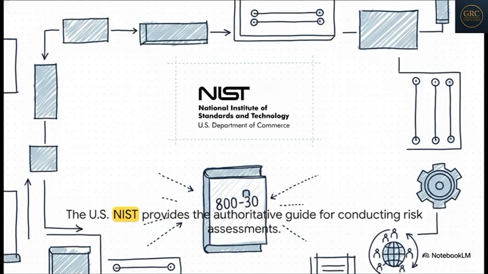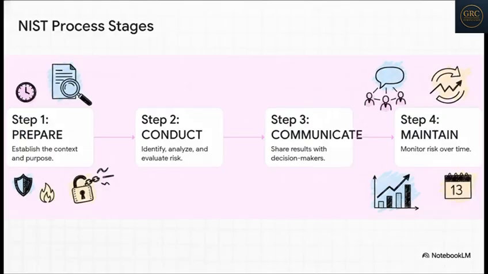Their guide on this, Special Publication 800-30, is pretty much the gold standard. I mean, it was originally developed for the U.S. government, but the principles are so solid that organizations of all shapes and sizes use it everywhere. The NIST framework breaks the whole process down into 4 really clear, logical stages. First, you prepare, then you conduct the assessment, then you communicate the results, and finally, you maintain it.